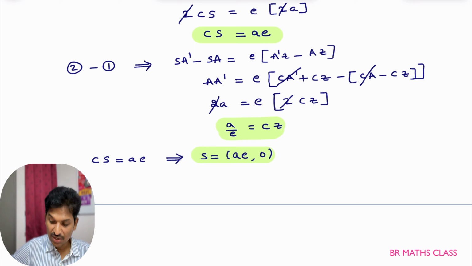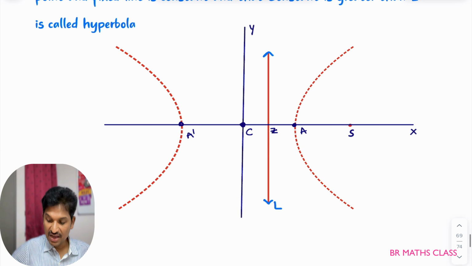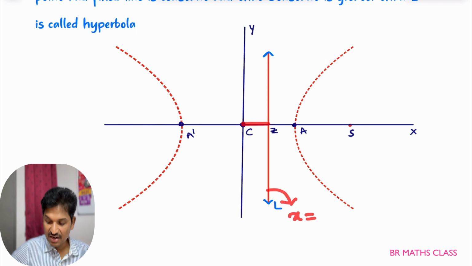Now you got this one, right? CZ equals A by E. From this we can write the equation of the directrix. See, yes, this is the directrix. This directrix is parallel to the y-axis. So if any line is parallel to the y-axis, its equation starts with x equals. This length is a by e. As it is at a distance of a by e units from the y-axis, we will write x equals a by e as the equation of this line. So the equation of the directrix is x equals a by e.